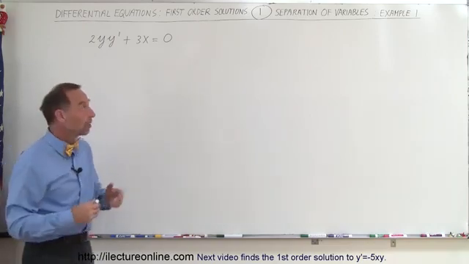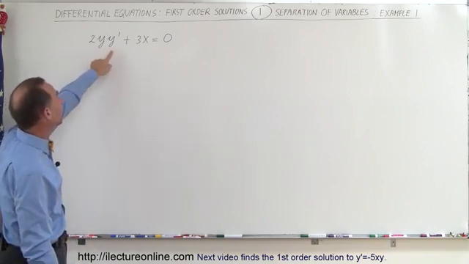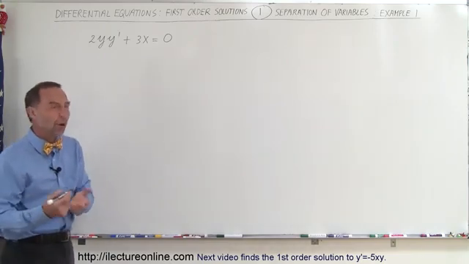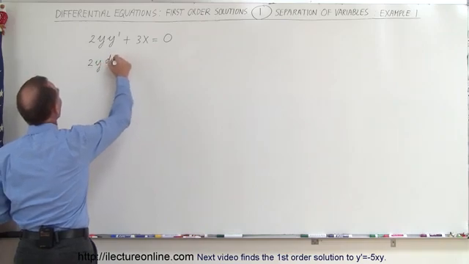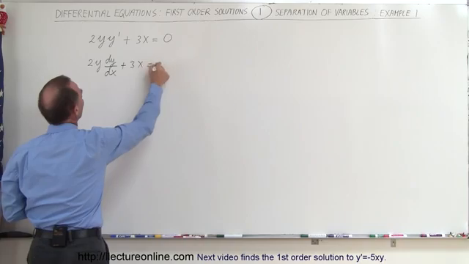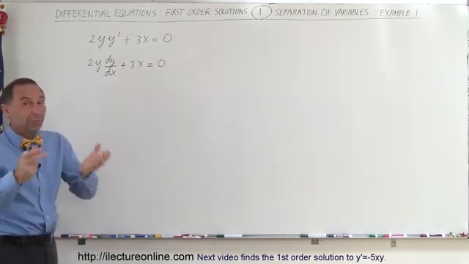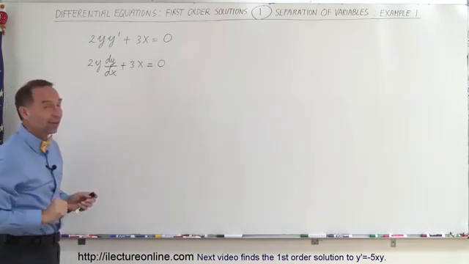on to some others. So starting out with a very straightforward equation, here's 2y prime plus 3x equals 0. Again, y prime means dy/dx, so we can rewrite that as 2y dy/dx plus 3x equals 0. So now the next thing we want to do here is what we call separate the variables. We put all the y's on one side and all the x's on the other side of the equation.